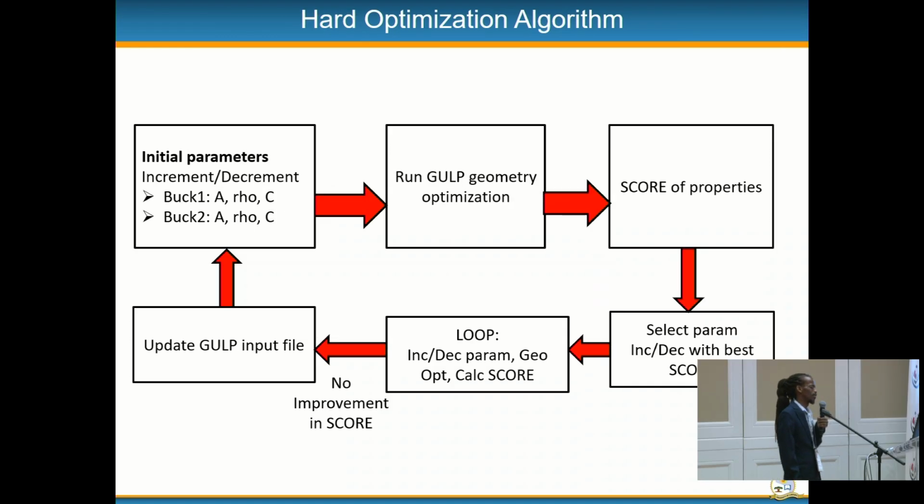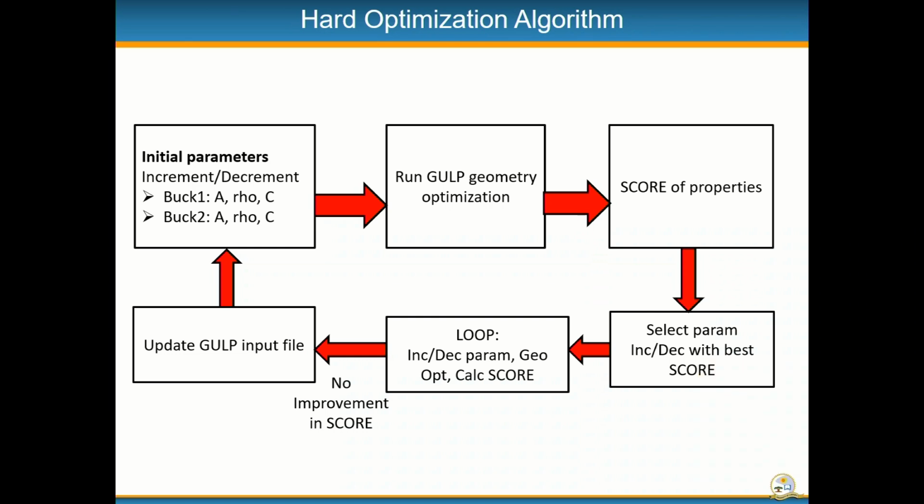So the hard algorithm is typically what you do is, yes, you need to guess your parameters and geometry optimizations, and then you do all these increments and decrements again, and then you get scores for all your parameters, right? So the one that gives you the best improvement, you take that. Like if you had incremented that parameter, you increment it until you don't get any more improvements, and then afterwards you update your potential parameters with that value, and then you continue again with your increments and decrements.